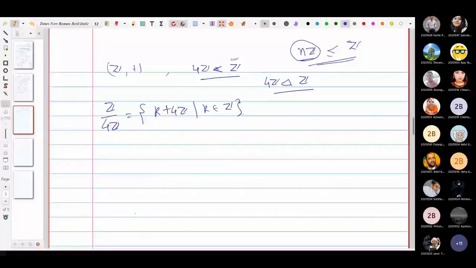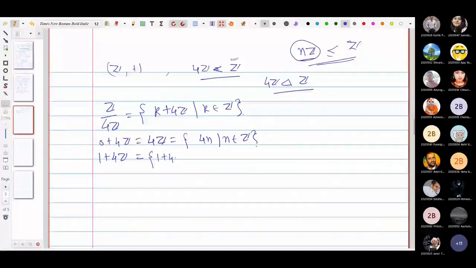Fine. So we can give different values to k. If k is 0, then we can write 0 plus 4z, and this is nothing but 4z, all multiples of 4. That is, you can write 4 times n, where n belongs to the set of integers. And then if we take 1 plus 4z, we have elements of the form 1 plus 4n, where n belongs to the set of integers.